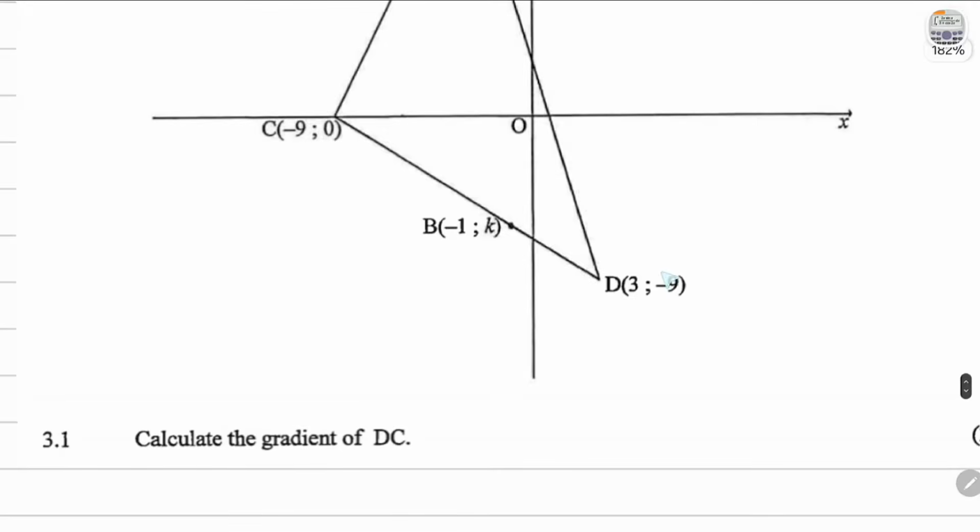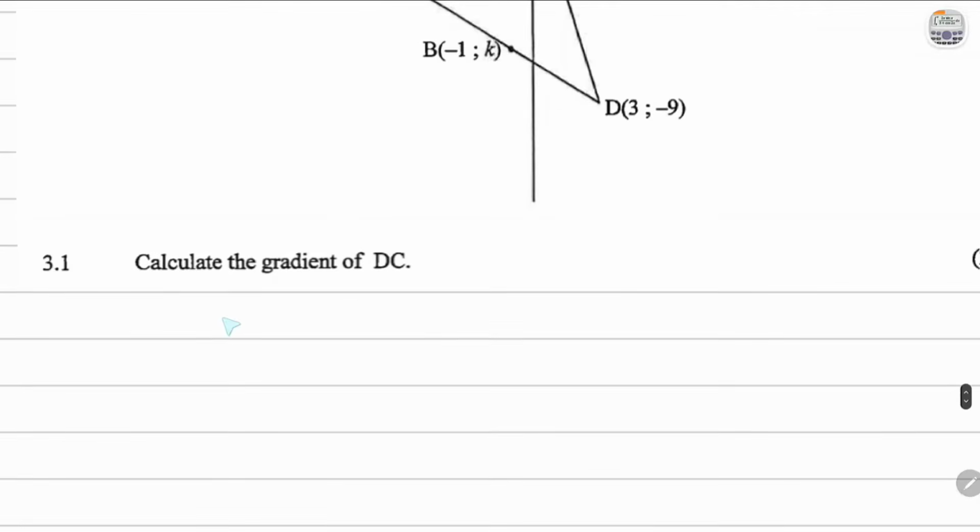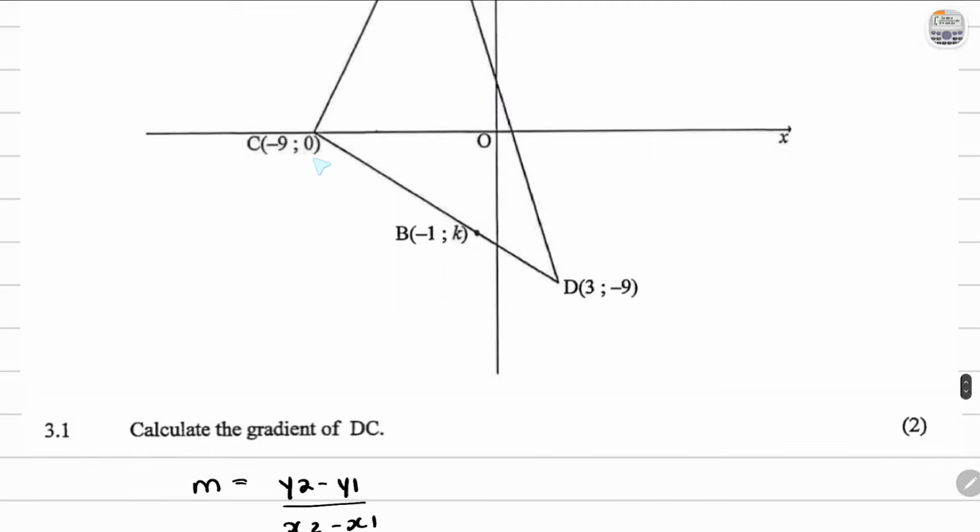So how do you find the gradient of DC? Well, as you can see, we have 2 points, so we can find the gradient using the gradient formula. So the gradient is equal to y2 minus y1 over x2 minus x1. With this, just make sure to be consistent. If you start with this as your x2, then that needs to be your x1. You cannot say this one minus that one and then this one minus that one, okay? That's where the mistake happens.